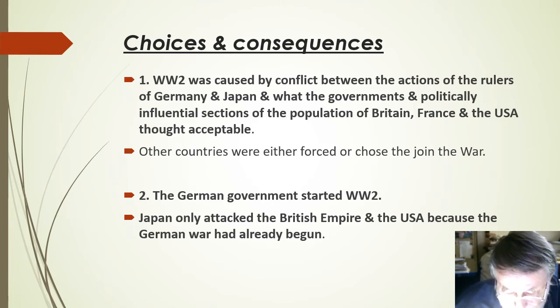Many other countries didn't have a choice to fight or to be fought over. Towards the end of the war, many more states joined the war in order to qualify as founder members of the United Nations, but generally their participation was quite nominal. The British, French, and Polish initial response is important, but it's the German government that started World War II. Japan only attacked Britain and its empire and the United States because the German war had already begun.